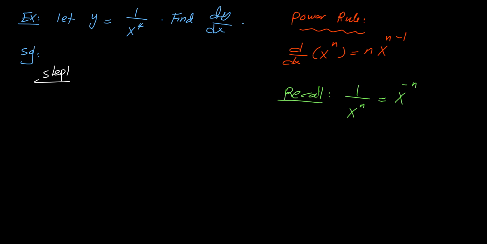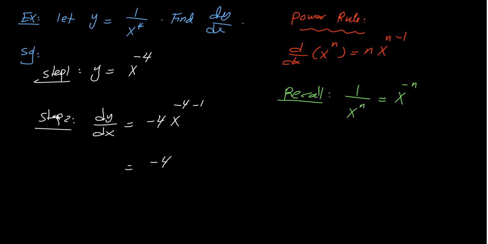So in step number 1, we rewrite this function as y equals x to the power negative 4. Then we find the derivative. dy over dx equals, we bring this negative 4 down, then we subtract 1. The answer is negative 4 times x to the power negative 5. This is a good answer. Also, we can write it as negative 4 over x to the power 5.